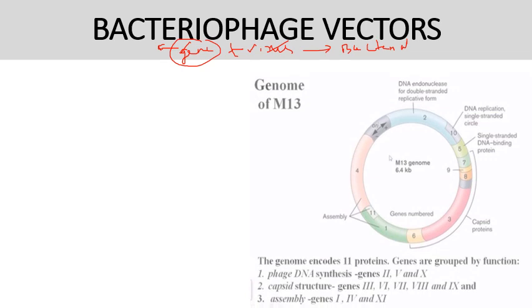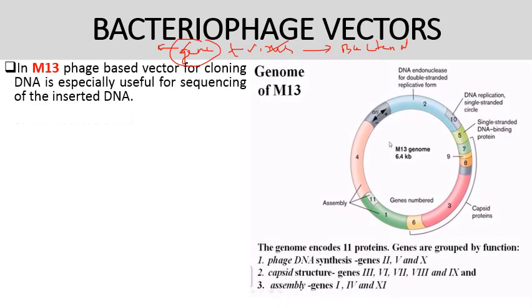And the most frequently used bacteriophage for this purpose is M13 phage. Here this M word is derived from the city Munich. This is the city in Germany. So this bacteriophage was first discovered in the wastewater of this city Munich. That's why this is named as M13 phage. So this is a vector used for cloning of DNA, especially used for sequencing the inserted DNA. तो इसे हम mostly use करते हैं.